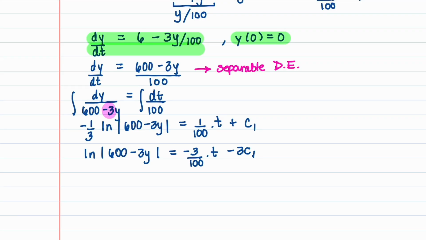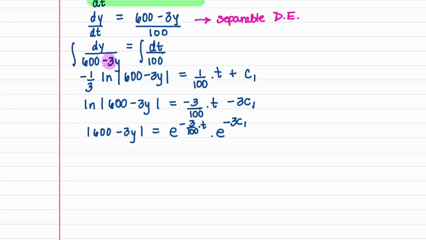On the left, the e and the natural log are going to cancel out. So on the left, we're just left with 600 minus 3y. And on the right, we have e to the minus 3 over 100 times t. And then let's write this and split up the exponential like this.